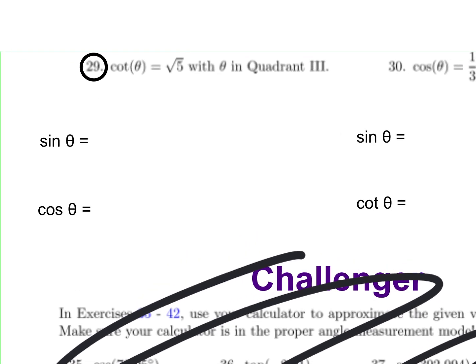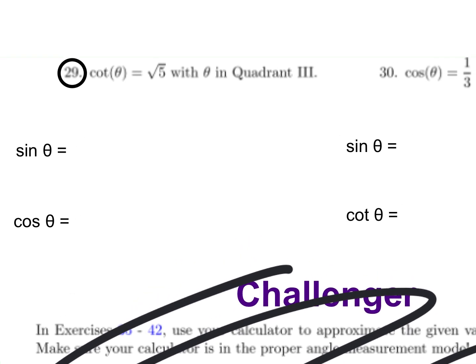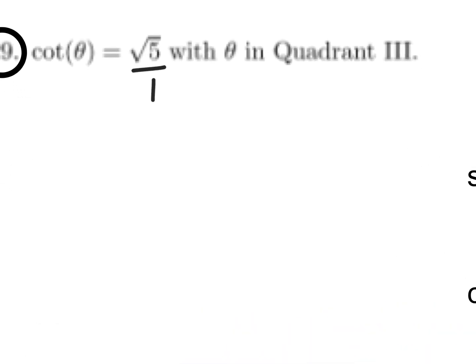Now, this one might feel messed up because they're giving you cotangent to start with, and they only give you one side. Would you agree that then you could always just put it over 1, and now you've got 2 sides? And you might be like, I don't know how to draw cotangent. Well, then don't draw cotangent.